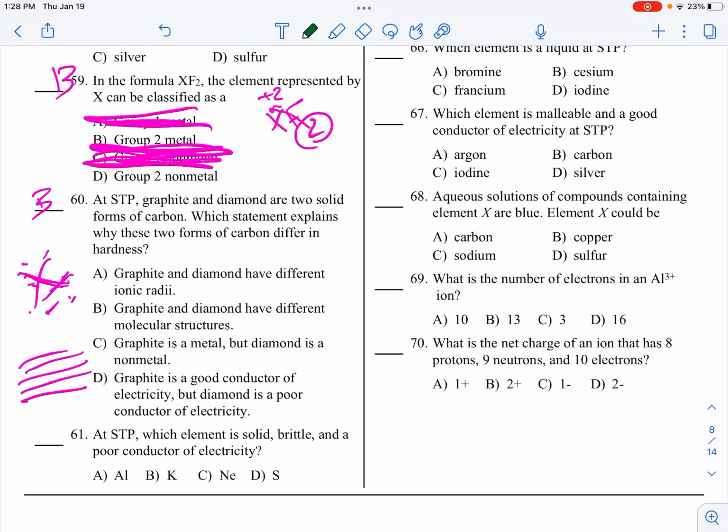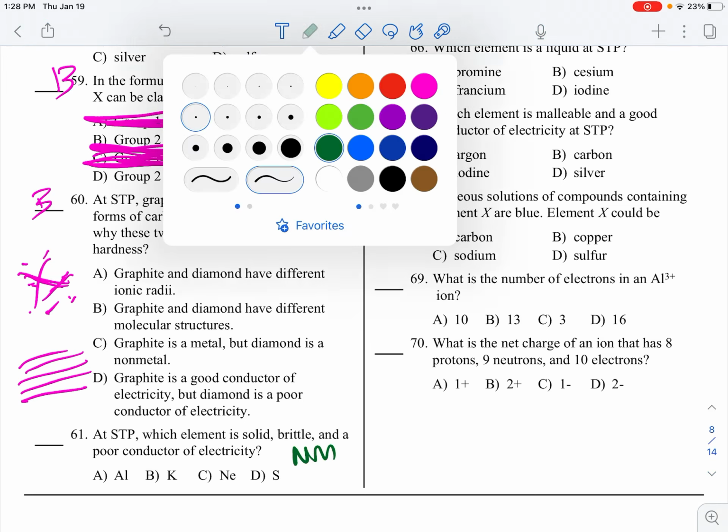At STP, which element is solid, brittle, and a poor conductor of electricity? So this is a non-metal, but we want a solid, so that would be sulfur. Metal, metal, non-metal gas.